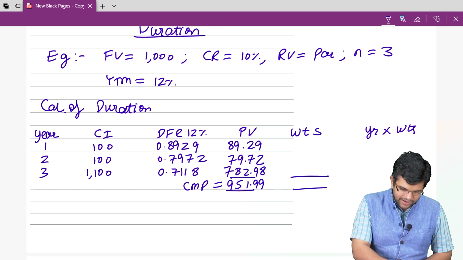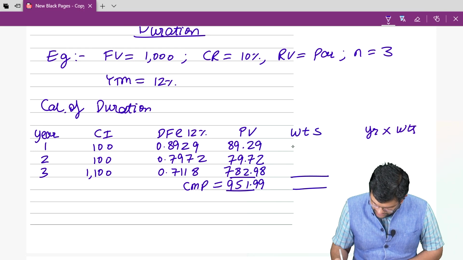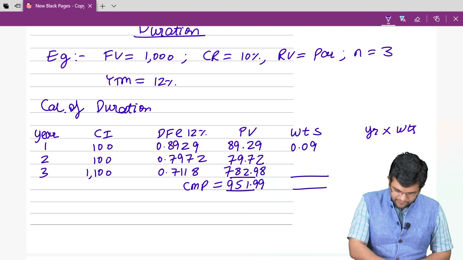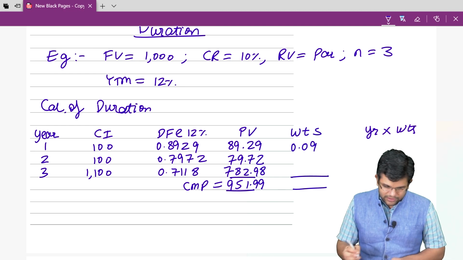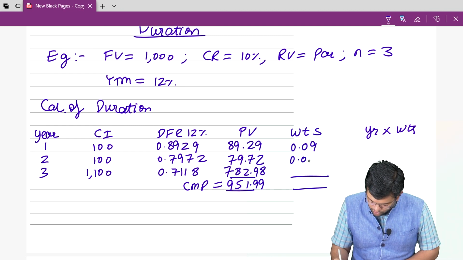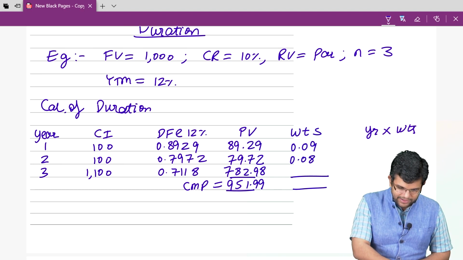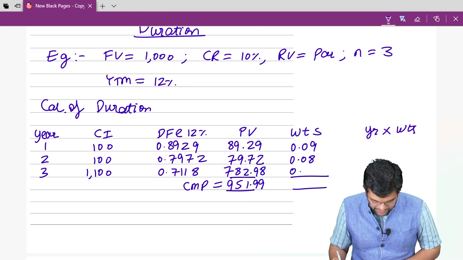89.29 divided by 951.99, this is 0.09. I'll write down here 0.09. Then, children, we have 79.72 divided by 951.99, okay, so this is 0.08, okay, and then 782.98 divided by 951.99, we have a weight of 0.82, okay, 0.82.